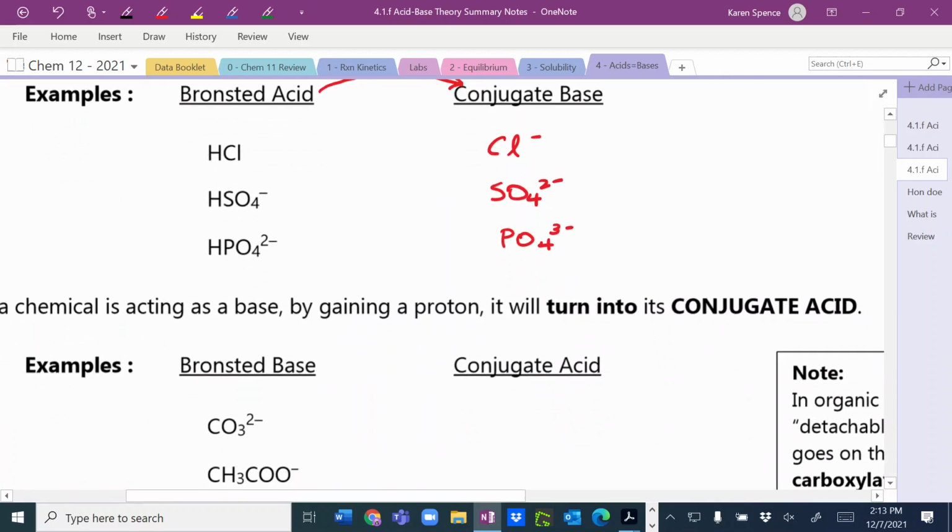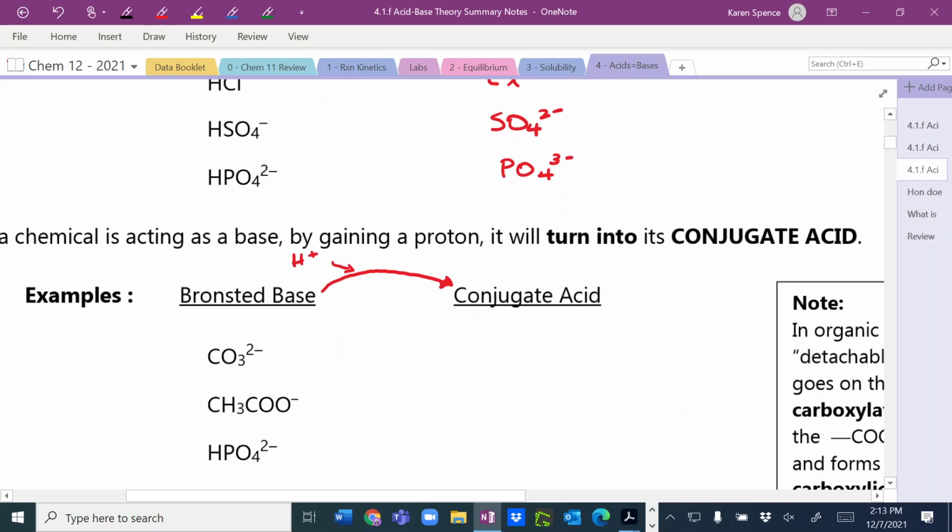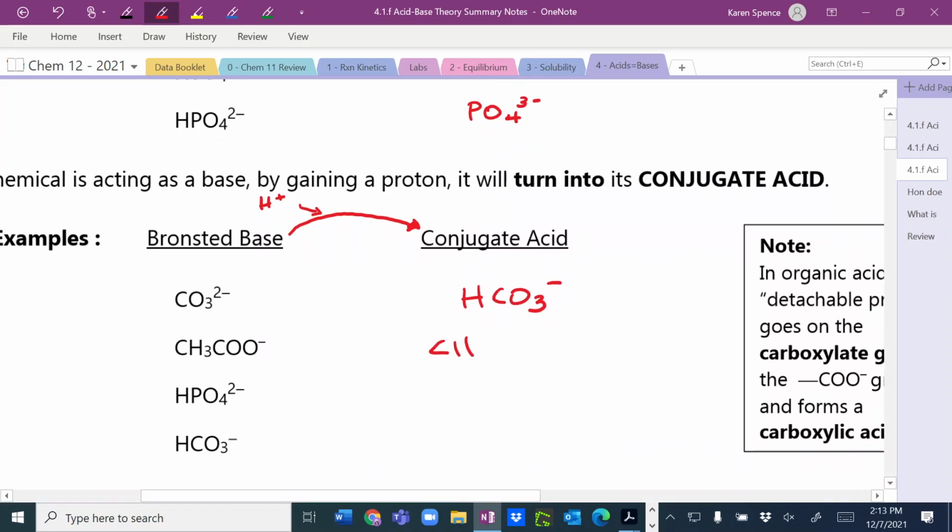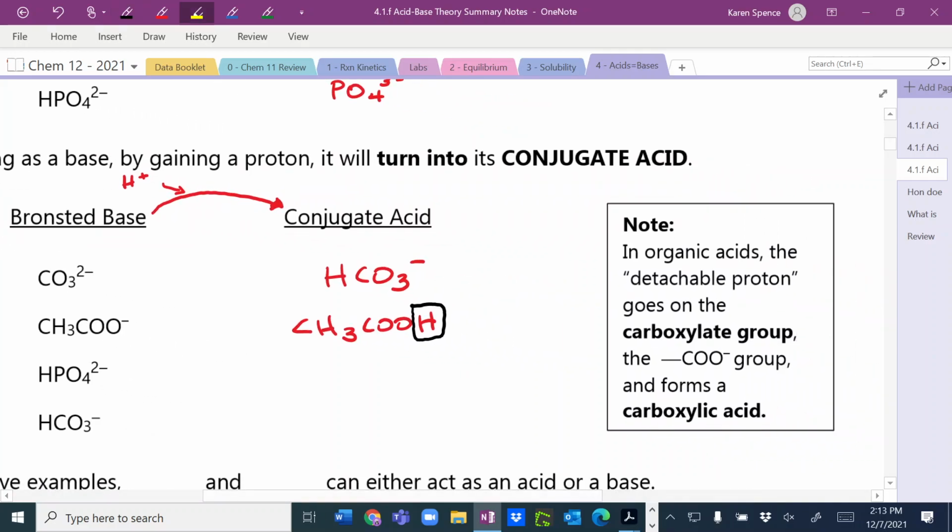We can do the same thing for Bronsted bases. When a Bronsted base gains a proton and turns into its conjugate acid, a proton is going to come in. So, for example, CO3 2 minus would turn into HCO3 minus. CH3COO minus would turn into CH3COOH. Yes, if you put the H on the beginning it wouldn't technically be wrong, but it is better to put it on the end because this hydrogen here is the detachable proton. The ones that are attached to the carbon, the CH3, those ones don't come off.